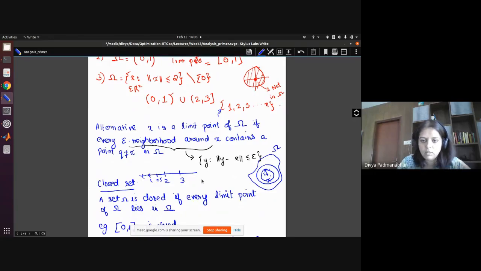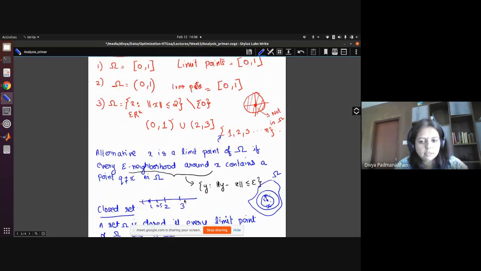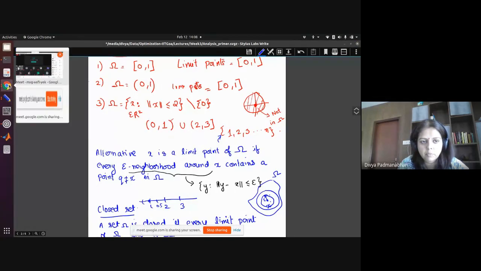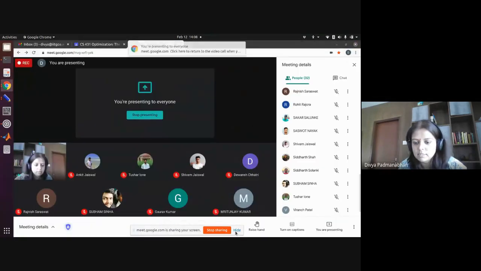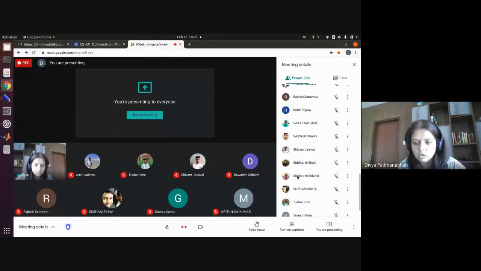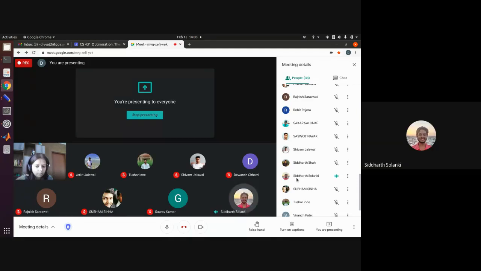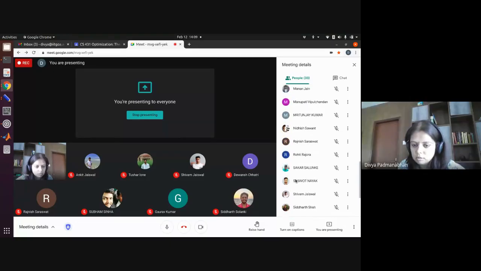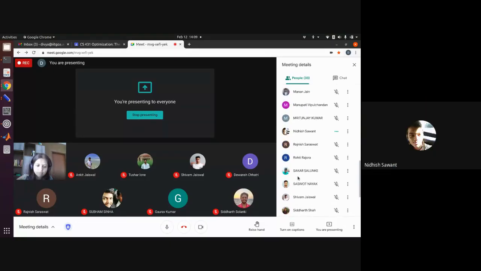Any questions on this? Is this notion clear to you all? I think it was Siddharth Solanki who asked, and there was a discussion with Siddharth Shah. You mentioned that you can have the constant sequence. It turns out that that is not possible. That does not describe a limit point. Is this clear? Any doubts? You're all quiet. What's up? Yes, ma'am, it's clear for me.